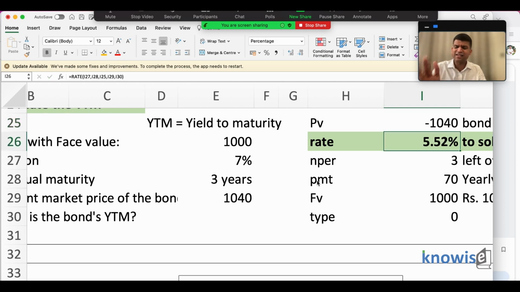The answer is again the same, 5.52%. Okay, so be mindful in the exam if the question is where the face value and the market value is 1000 or generally 100. These are the two most commonly used numbers.